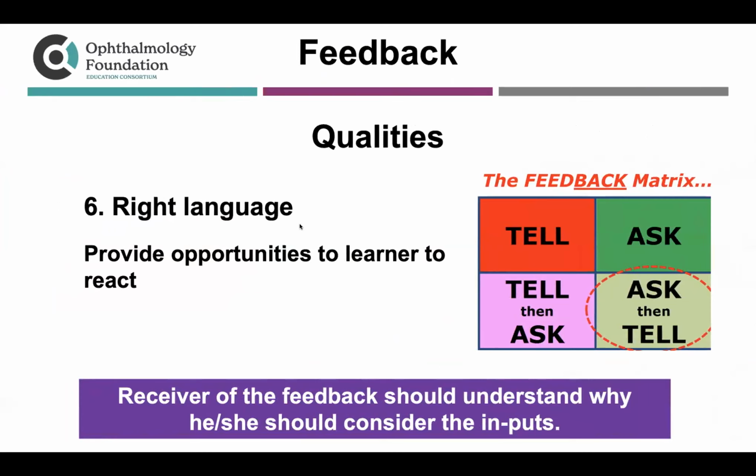One of the strategies that one can use in order to make the receiver comfortable and also make them part of this whole discussion is to use this feedback matrix, which comprises of tell and then ask, and ask then tell. So it is important that at the end you should ask what the receiver has understood from the feedback. And also, you should allow them to make the explanation that they want to make. It should be a participatory activity.